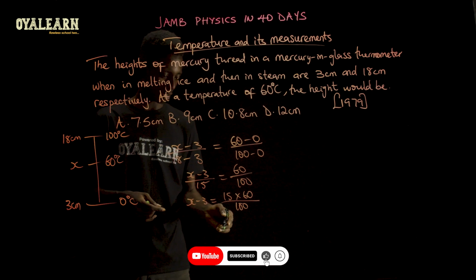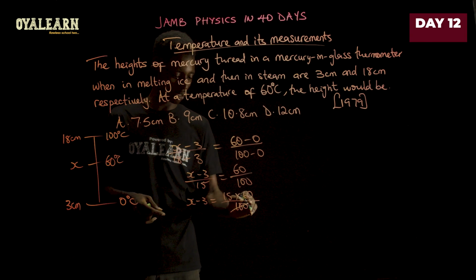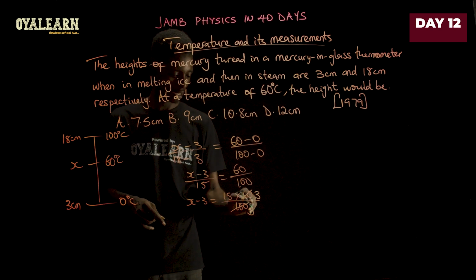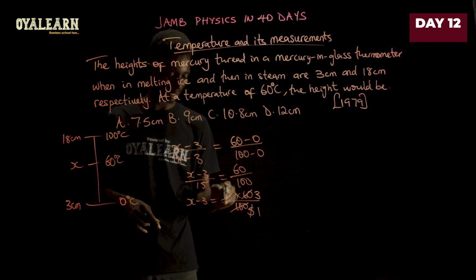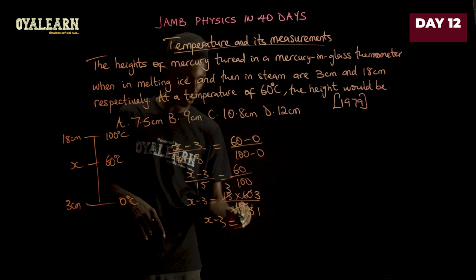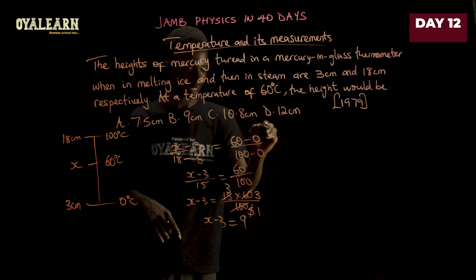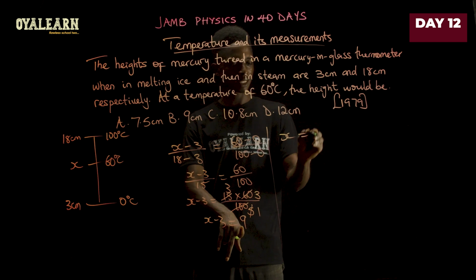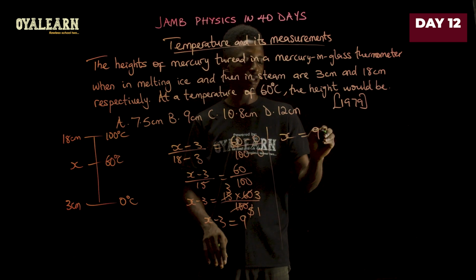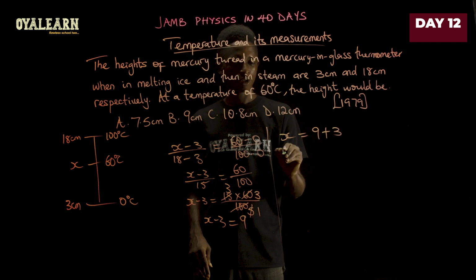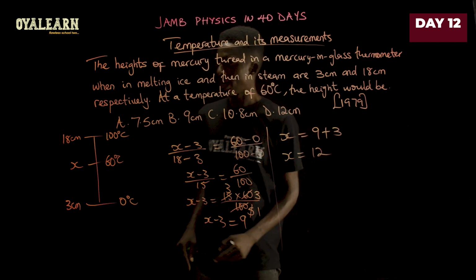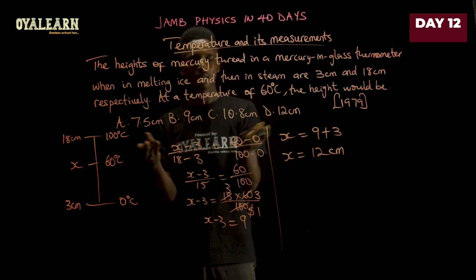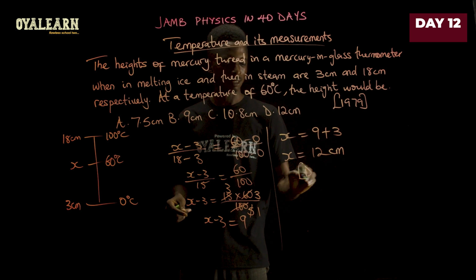So we can then break this down. 20 goes here 5 times, 20 goes here 3 times. 5 here 1, 5 here 3. So x minus 3 equals 3 times 3, that is 9. Now if we make x the subject, on this side we have 9, then minus 3 crosses over to become plus 3. So x is therefore 12. And the unit here is centimeters, so that will be 12 centimeters. So from the options, that is option D.